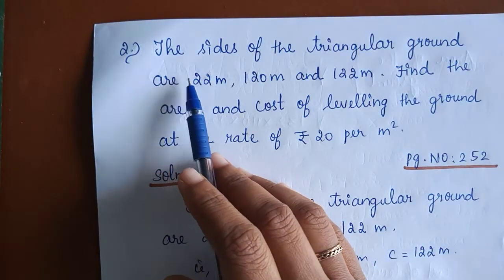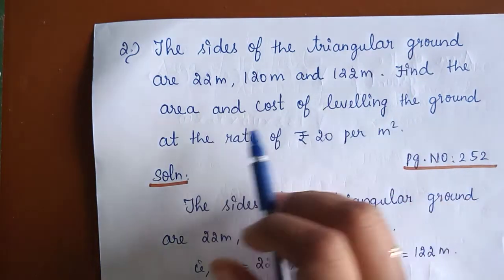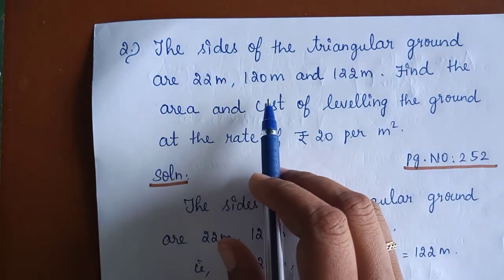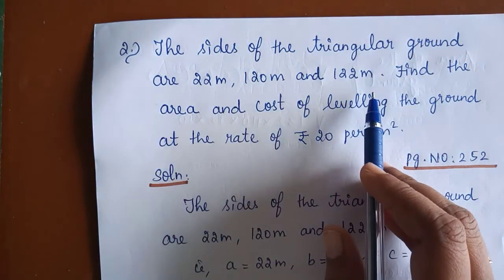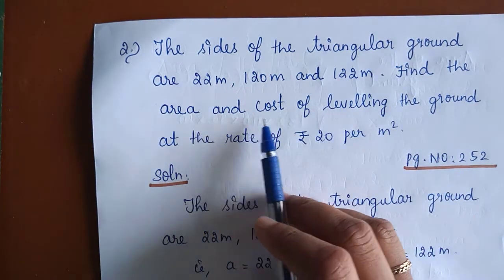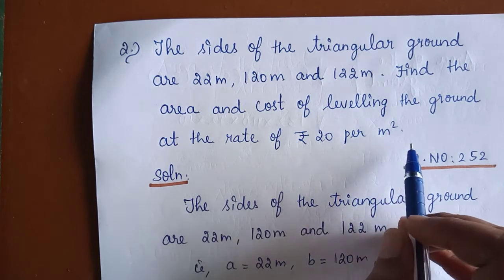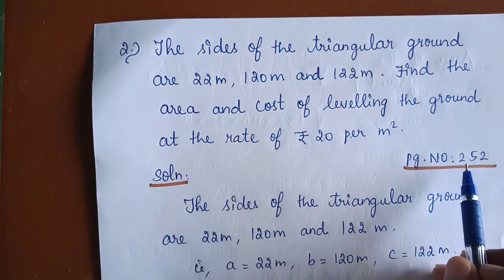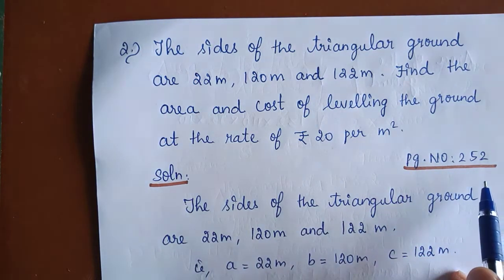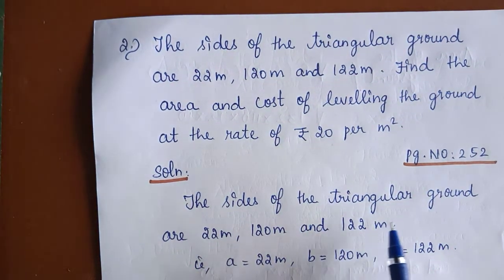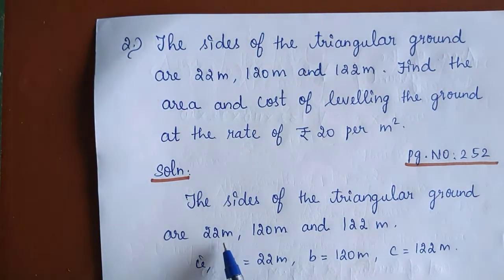Next, problem number 2. The sides of a triangular ground are 22 meter, 120 meter and 122 meter. Find the area and cost of leveling the ground at the rate of rupees 20 per meter square. The problem belongs to the same page number 252. So solution, the sides of the triangular ground are 22 meter, 120 meter and 122 meter. So these are the sides of the triangle, so we can name them as A, B and C.